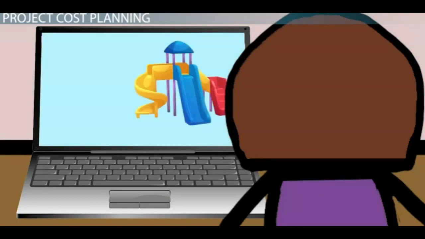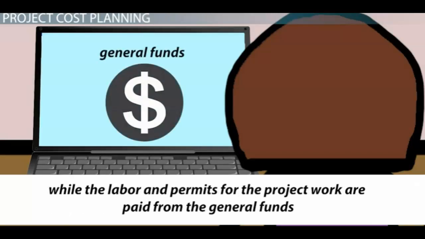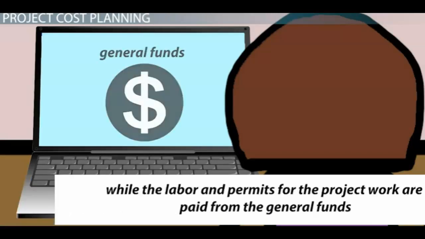Because you're purchasing new playground equipment, this is considered a capital improvement cost and will provide a tax break. Therefore, the equipment is purchased from the capital improvement business funds, while the labor and permits for the project work are paid from the general funds.